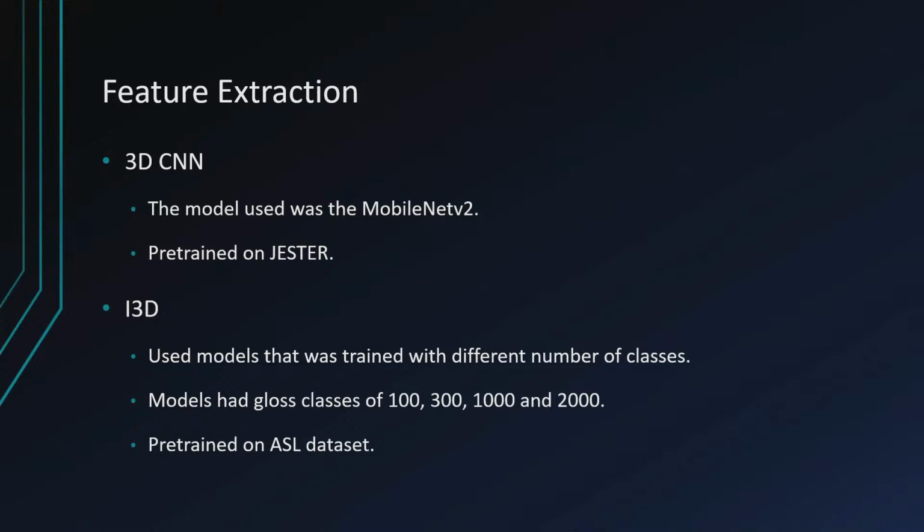Focusing on the feature extractors, our team has tested two different pre-trained models, one of which is the MobileNet V2 and the other being I3D. The MobileNet V2 was pre-trained on Gesture, which is a hand gesture dataset. The other was pre-trained on an American Sign Language dataset, with 4 different models with varying numbers of classes.